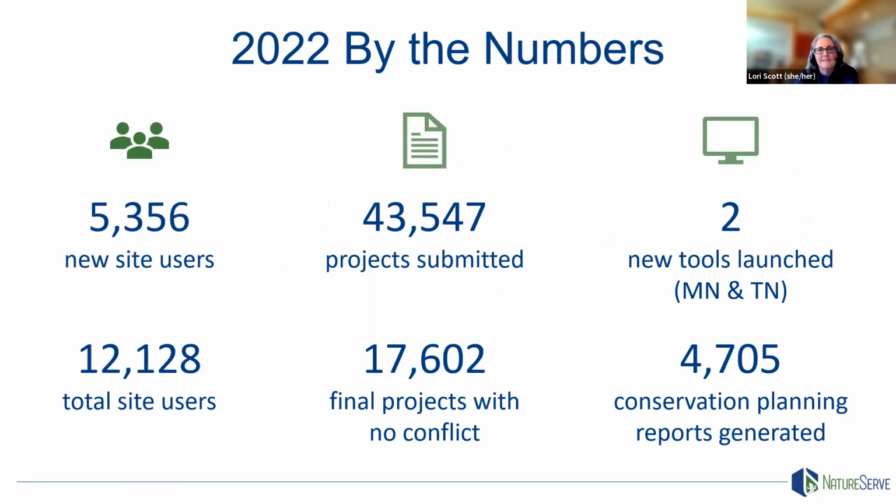So just some numbers from last year. We launched 2 new tools, one in Minnesota and one in Tennessee. We've added across all the sites over 5,000 new users. We're up to over 12,000 users across all the sites. Over 43,000 projects were submitted last year, and of those, over 17,000 final projects had no conflict. So that's really saving a lot of time by streamlining agency attention on a smaller segment of projects where there may be a conflict and further consideration needed. And then over 4,700 conservation planning reports were generated.